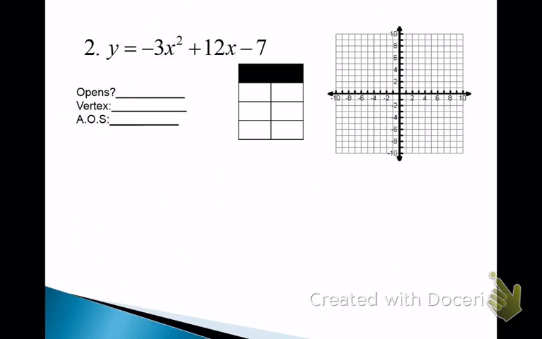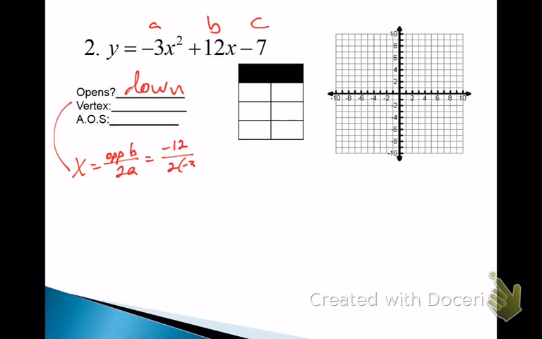All right. Let's try this next one. Okay, this guy. This parabola is going to open up or down? Well, it's going to open down because in A, B, C, A is negative. Where's the vertex going to be? Well, the x value of the vertex is going to be opposite B over 2A. The B is 12, so opposite of that is negative 12. 2 times the A, which is negative 3, so we get negative 12 over negative 6, which is 2.